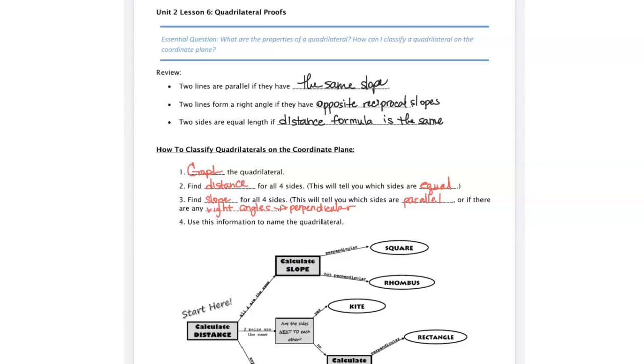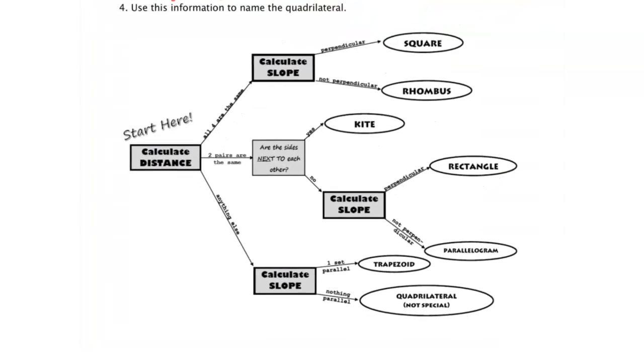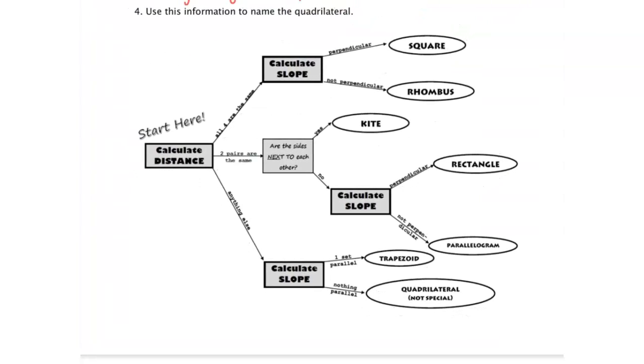So we're going to use the following information to name the quadrilaterals. This is kind of a flow chart that'll help us to determine our final answer as far as what quadrilateral we see here. We're always going to start off with calculating the distance. We'll use the distance formula. Then we're going to notice a couple things. One, sometimes we'll notice that all four of those sides are exactly the same. Sometimes we'll notice that two pairs are the same. And sometimes we'll notice that nothing is the same.